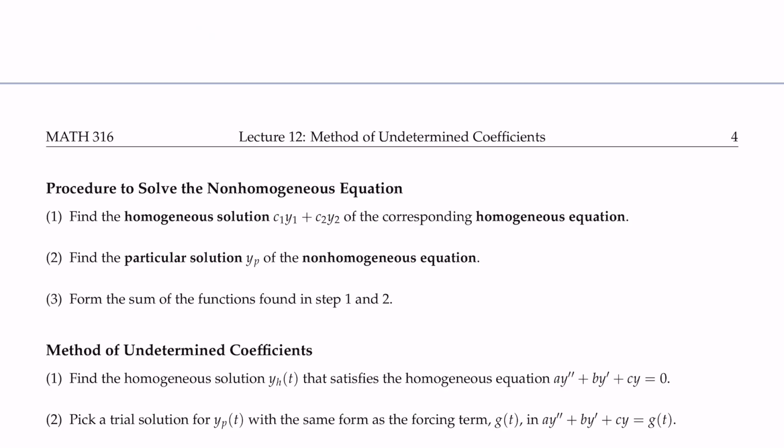There are finer details when we dive into each method to find the particular solutions. But the overall idea is that, given the non-homogeneous differential equation, the first thing you need to do is find the homogeneous solutions of the form c1 y1 plus c2 times y2 of the corresponding homogeneous equation. Then find the particular solution y sub p of the non-homogeneous equation. This is where you use either the method of undetermined coefficients or variation of parameters. Then we form the sum of the homogeneous and particular solutions to find the general solution.